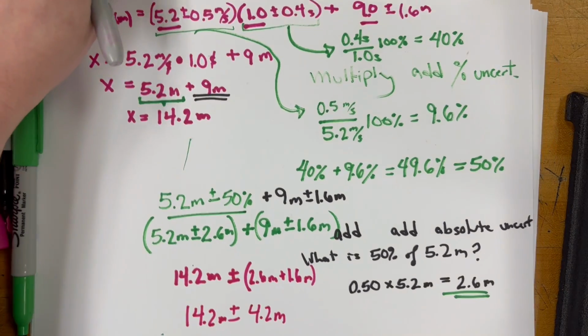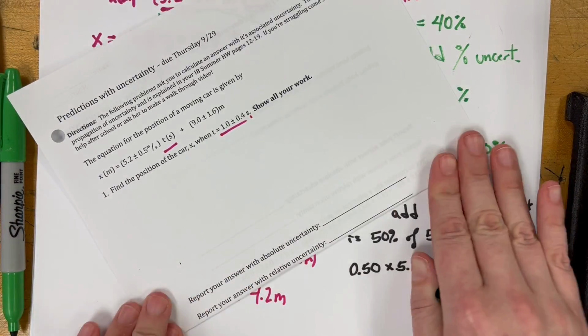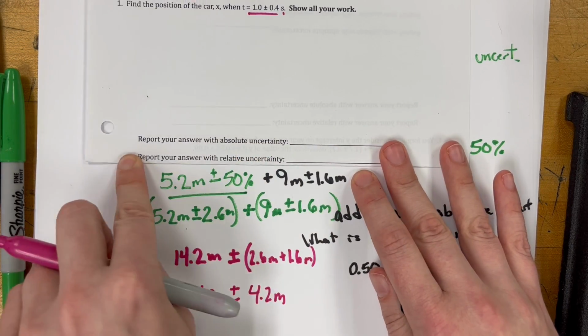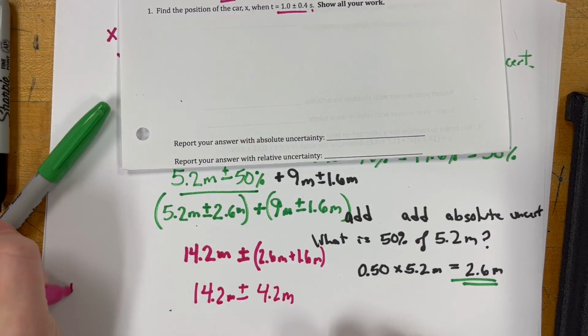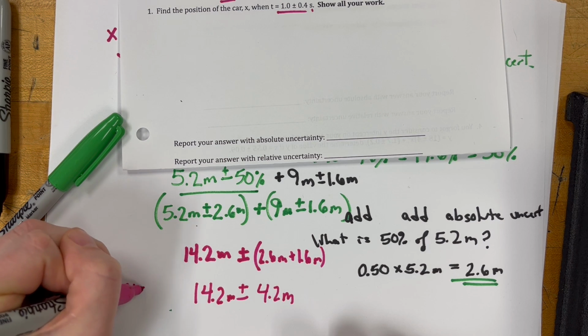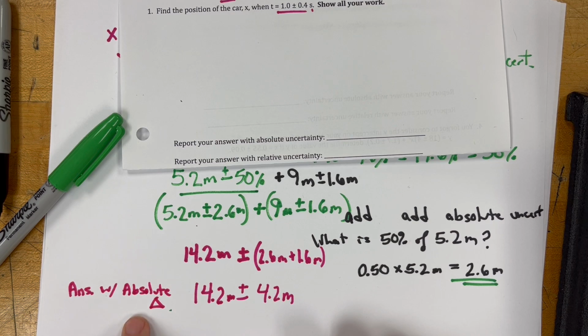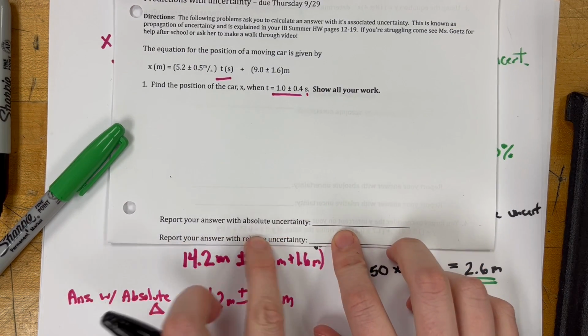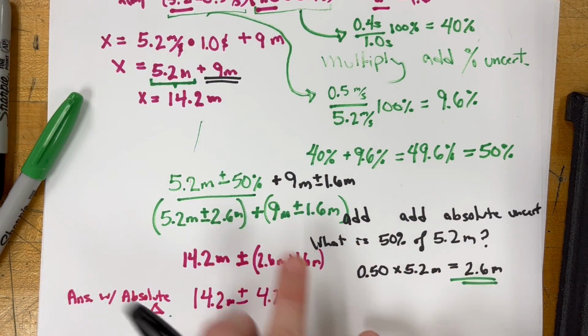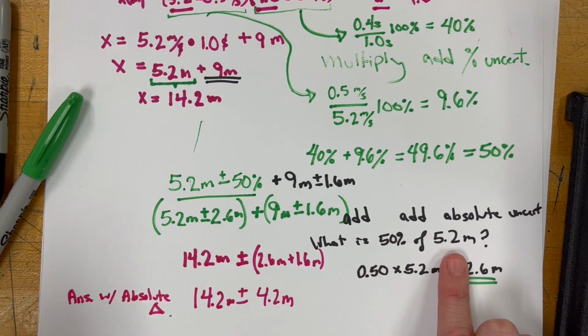And this is my final answer with absolute uncertainty. So here's the answer with absolute uncertainty. And again, this little triangle is a symbol for uncertainty. If I want to find my answer with relative uncertainty, I can do that in the same way that I found the relative uncertainty of 5.2 meters.